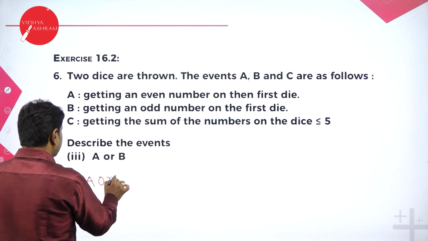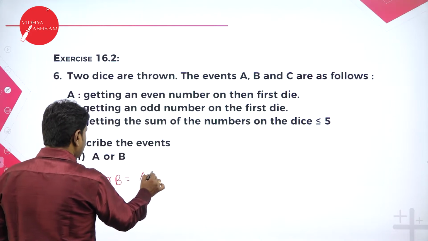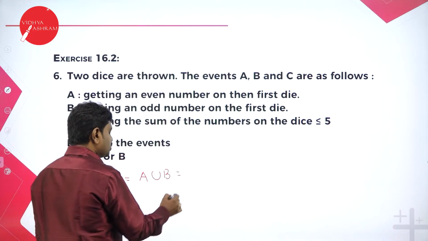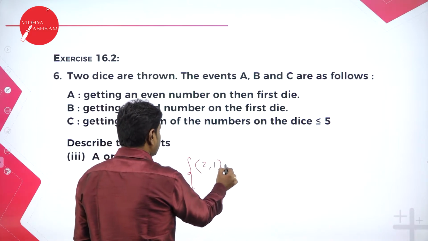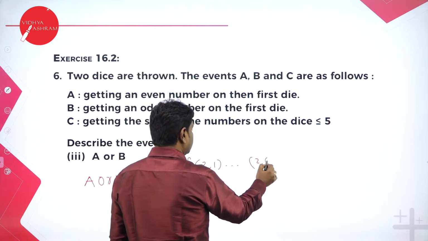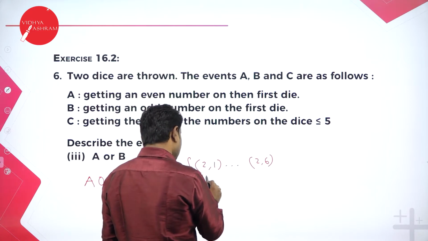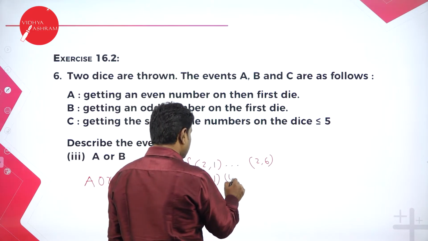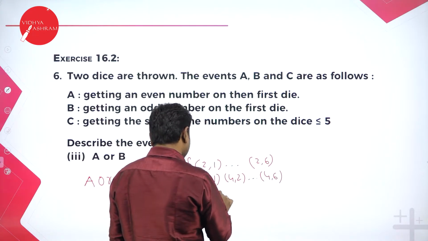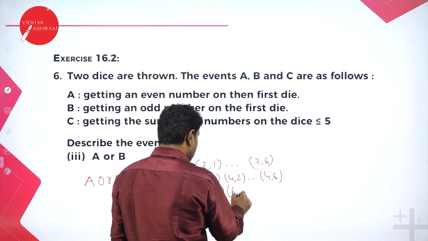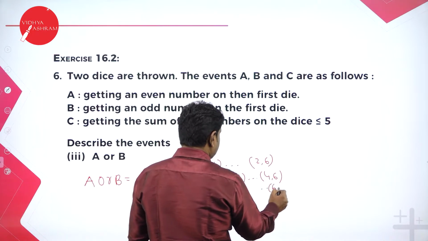A or B. What is meant by A or B, dear students? That is A union B. A union B means what? This is first number. A means that is 2, 1 till 2, 6. Then 4, 1, 4, 2 till what? 4, 6. All 18 outputs. 6, 1, 6, 2 till 6, 6.